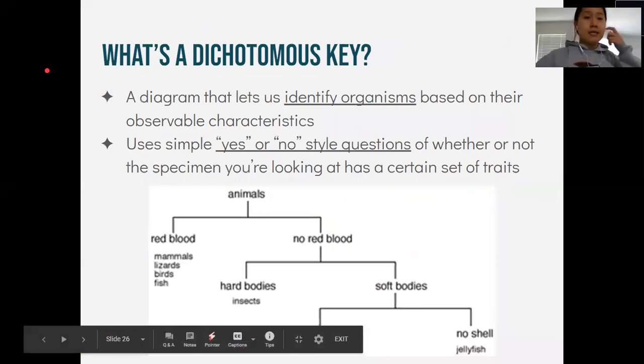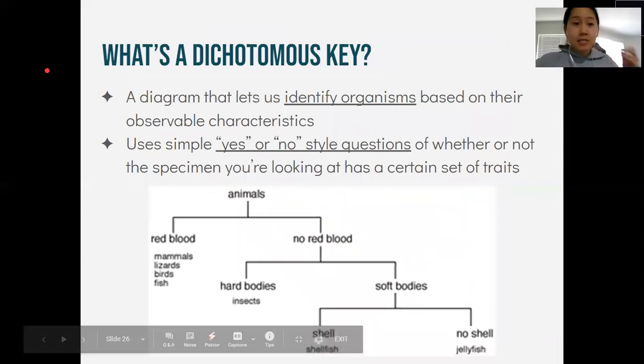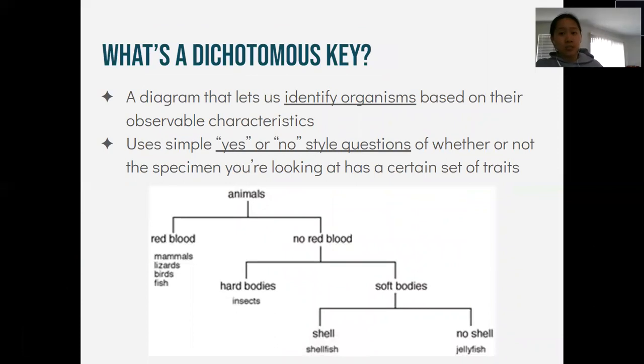So the next thing we're going to talk about is a dichotomous key. A dichotomous key is a diagram that lets us identify organisms based on their observable characteristics. So it's usually some kind of physical characteristic that we can see with our naked eye. And it uses a simple yes or no style of question. You either have it or you don't have it. And yes, you go this way. No, you go this way along the dichotomous key.